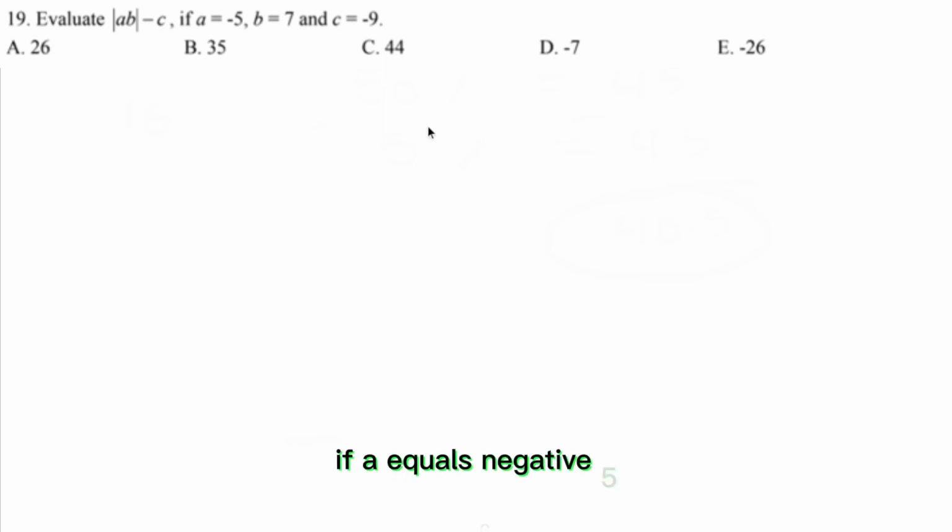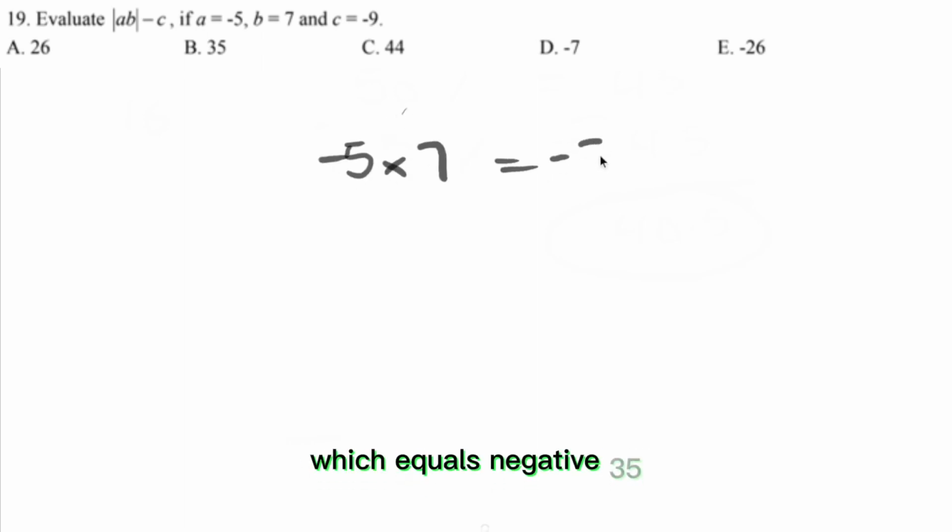Number 19, evaluate the absolute value of a times b, and then subtract c, if a equals -5, b equals 7, and c equals 9. So first let's do a times b. A times b is -5 times 7, which equals -35. But it's in the absolute value, so it becomes 35.